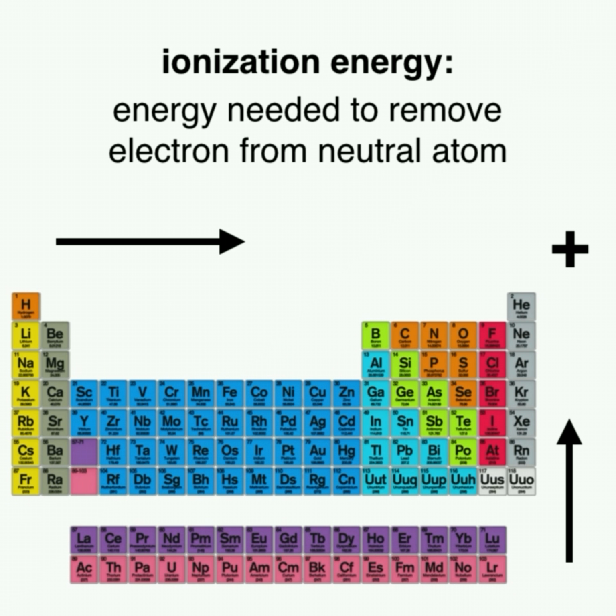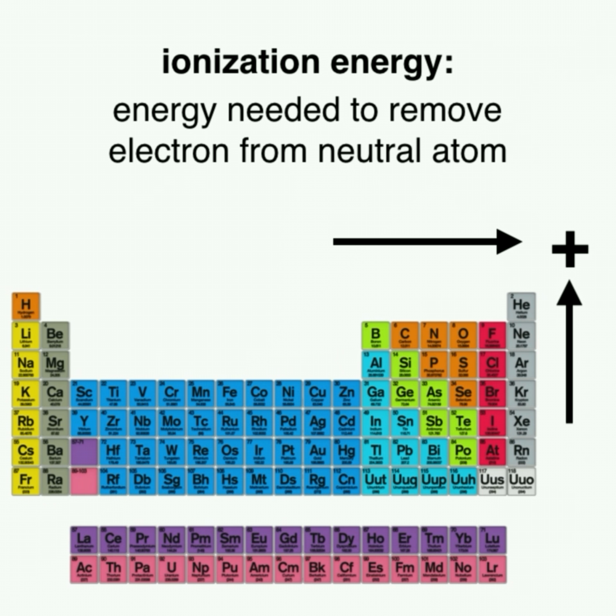In the periodic table, ionization energy generally increases across a period from left to right, as well as up groups, from the bottom of a column to the top. Ionization energy increases across a period because atomic radius decreases across a period. A smaller atomic radius means that the electrons are held more closely to the nucleus, making them harder to remove.